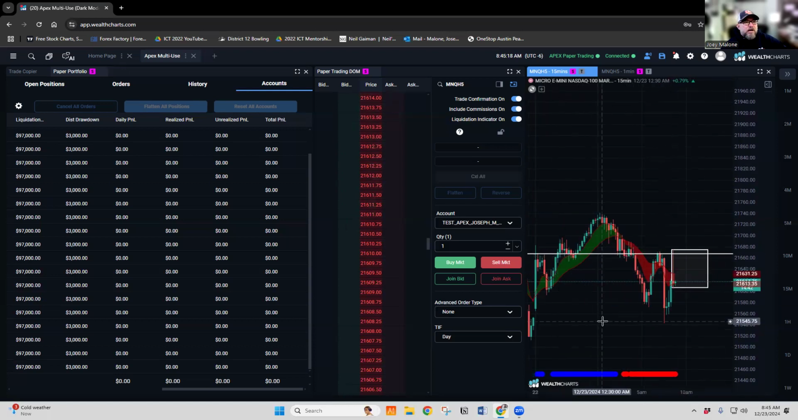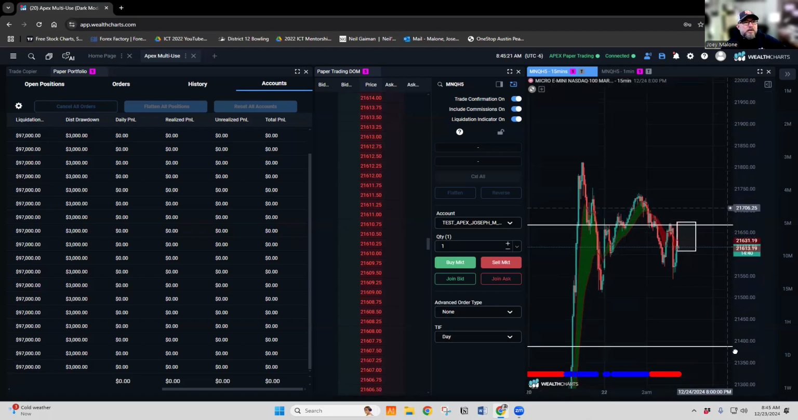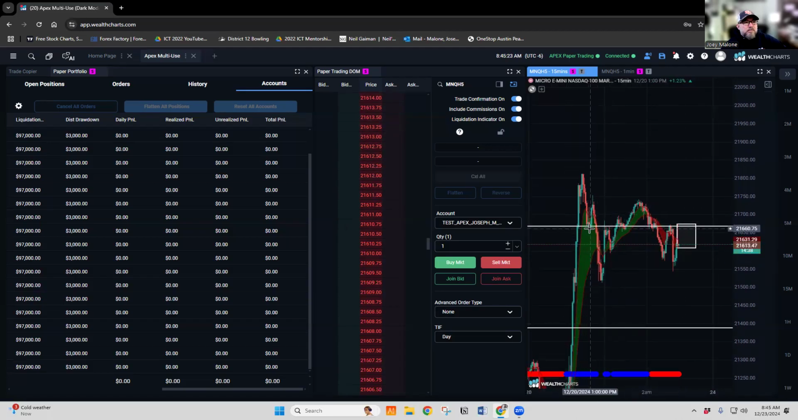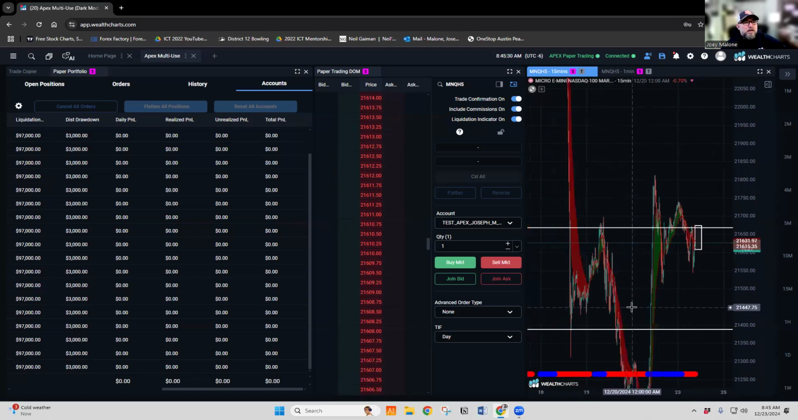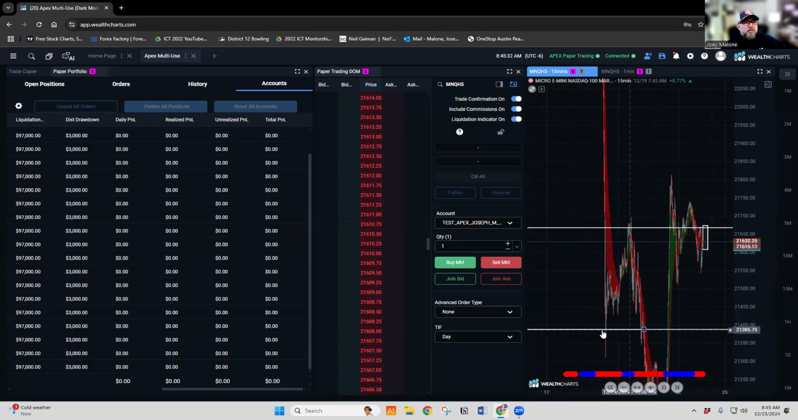This line was here from Friday. As you can see, it was kind of support, resistance, support, resistance. So it's a little bit of an important line right there. And then this line, not 100% on what that is. So, excuse me.